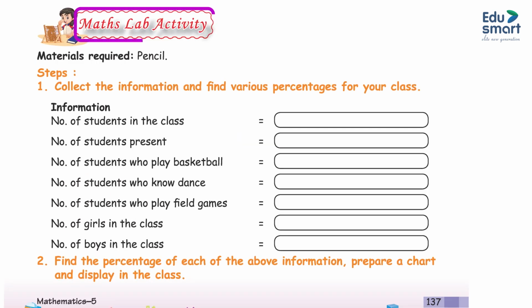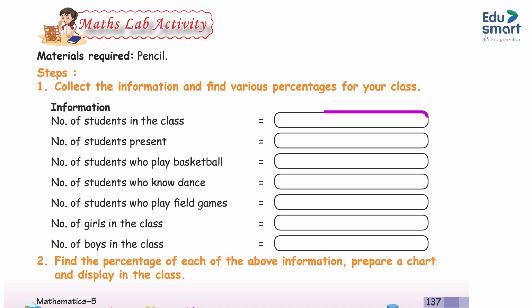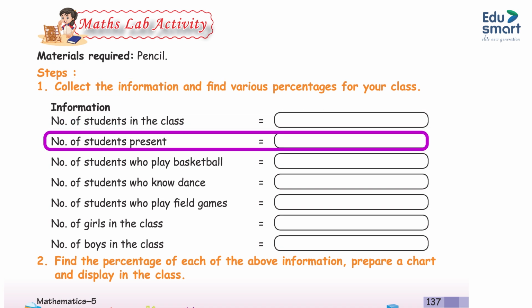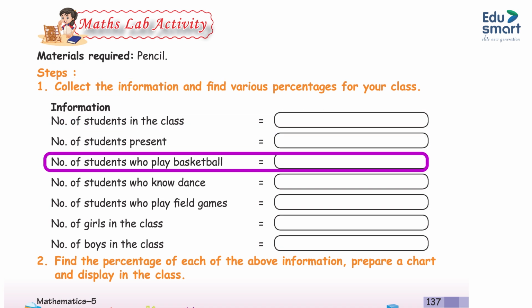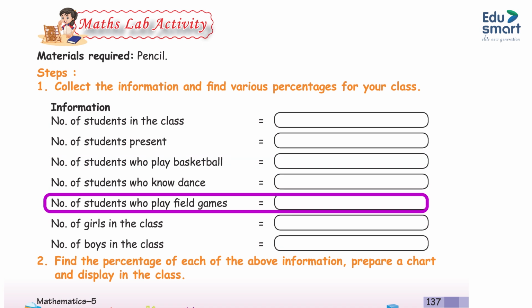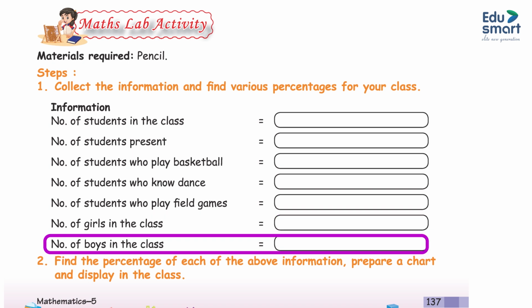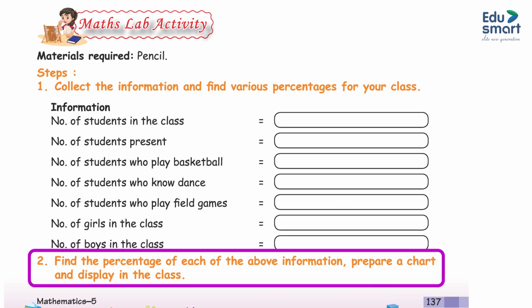2.25. Maths lab activity. Materials required: pencil. Steps. 1. Collect the information and find various percentages of your class. Information: number of students in the class, number of students present, number of students who play basketball, number of students who know dance, number of students who play field games, number of girls in the class, number of boys in the class. 2. Find the percentage of each of the above information. Prepare a chart and display it in the class.